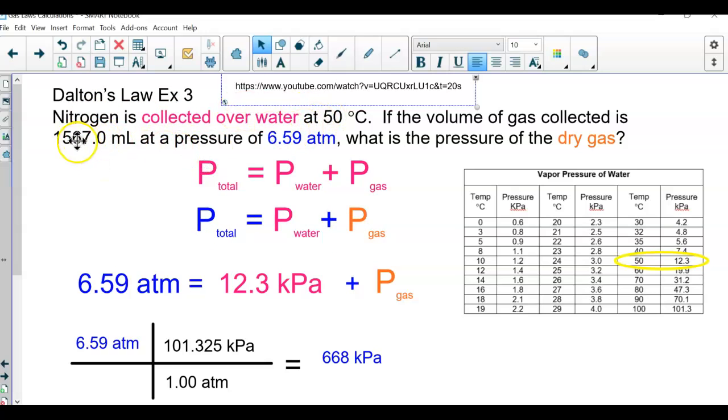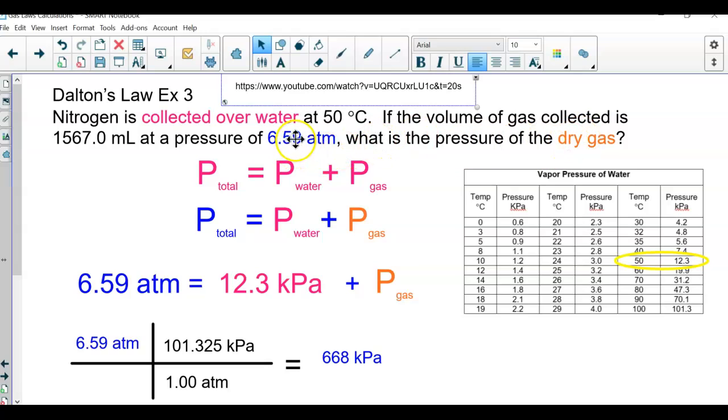Notice as I read through this, I have a volume. I don't have any place to plug in temperature or volume at this moment, because the only thing I'm dealing with is a change in pressure, or pressure totals. So I don't need my volume and I don't need my temperature as far as mathematically plugging into my algebraic formula. I do have one pressure, and if you read through this, it describes the pressure of the dry gas. That's what we're solving for. Let me back up. We're solving for dry gas.